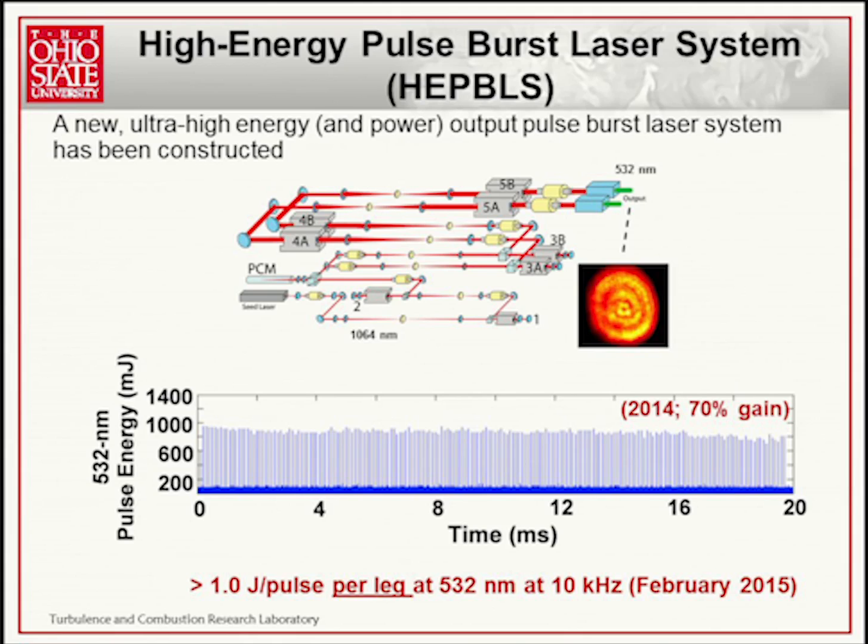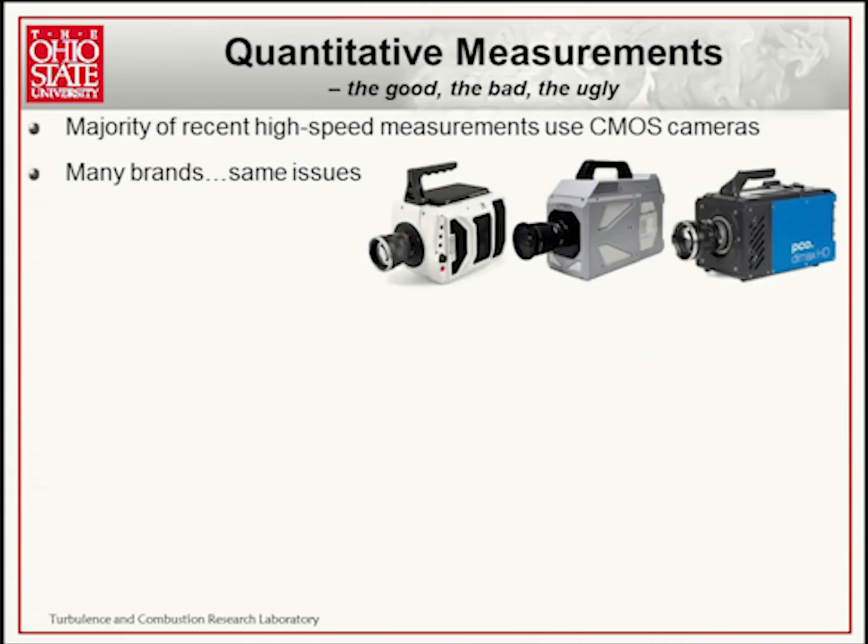Okay. So let's say we have a laser system, and let's say we can produce a lot of energy, and we want to do quantitative measurements. I'll talk a lot about the real challenges that come with making quantitative measurements. Well, we have another end too, it's the detector. Most of the recent high-speed measurements have used CMOS cameras. There's many brands, whether you're a fanatic of Vision Research, Photron, or PCO, they all have the same issues.